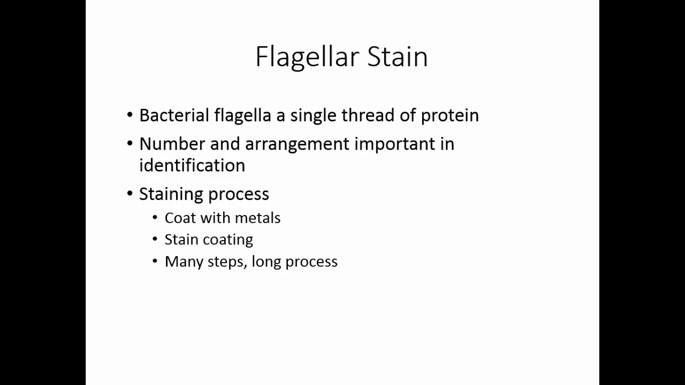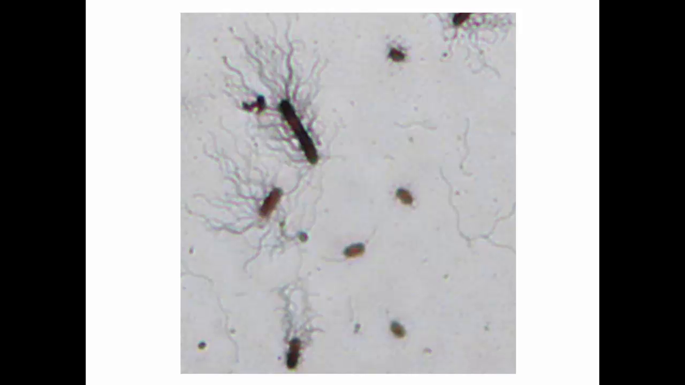There are other ways we can determine if an organism has flagella or not that are much simpler. But here is a flagellar stain, and you see the many flagella. These happen to be peritrichously arranged because they're all around the organism.